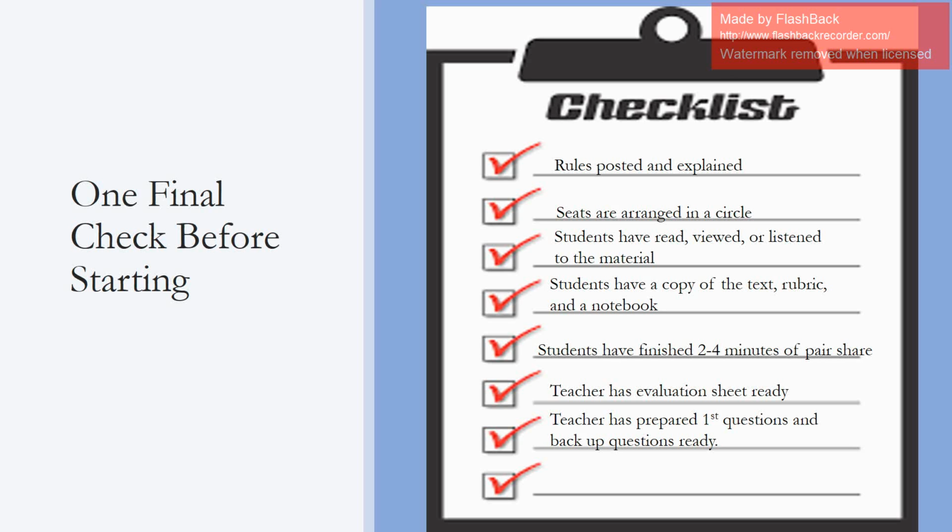Students have finished 2 to 4 minutes of pair share. A teacher has his or her evaluation sheet ready. And the teacher has prepared the first questions and has backup questions ready.